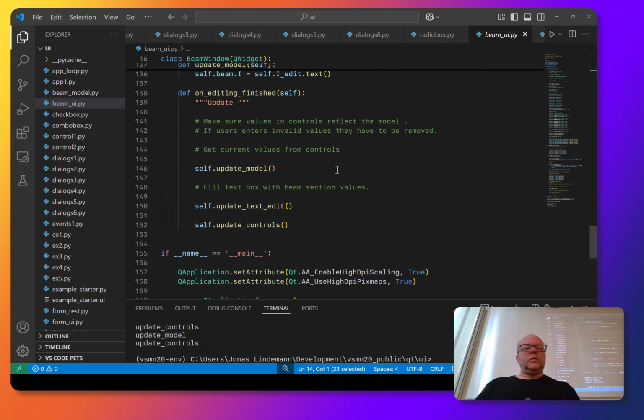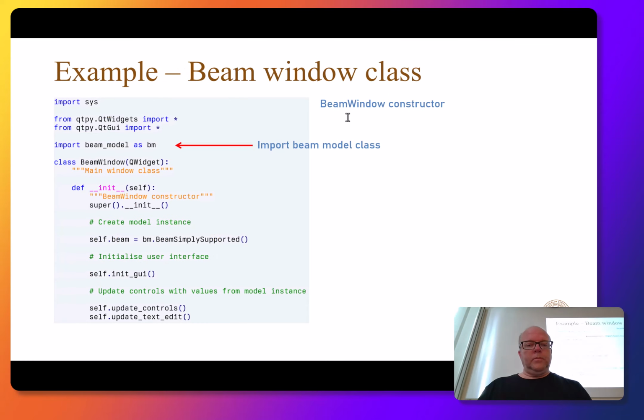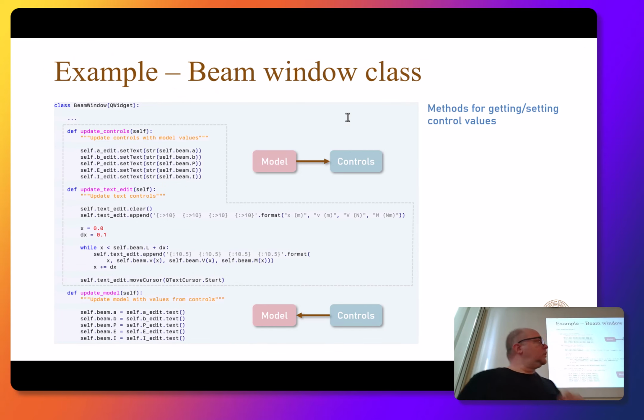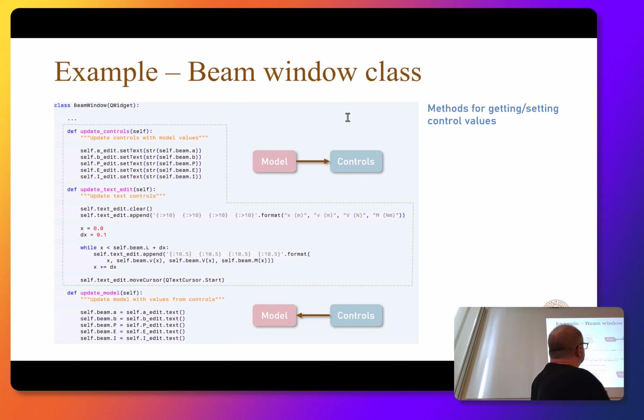So this is how you can think when you do design. So separate into different models. The model doesn't know anything about the user interface, and then in the user interface, you don't have to have a lot of computational code. Yeah. So this is model to controls, and then controls to model here.